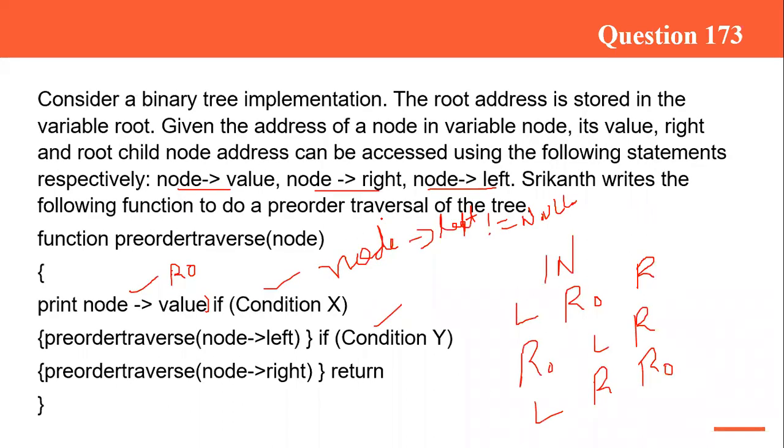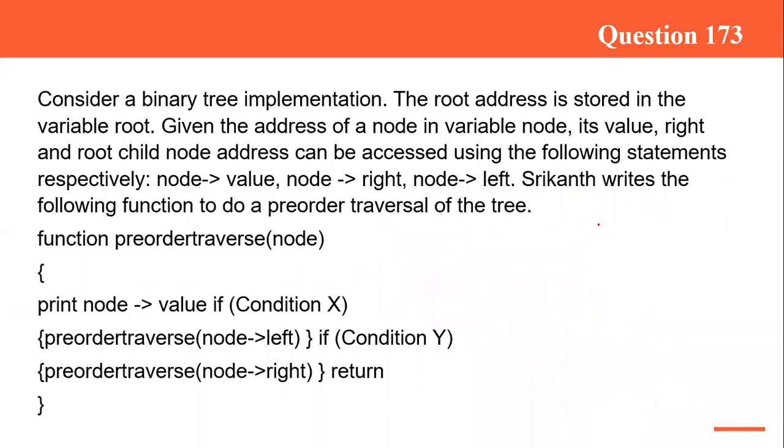Got it? First, we print the node value. That means I am printing the data of the root, assuming node is the root. Then I'll go towards the left only if it is not null. I'll go towards the right only if it is not null. If you want an explanation, it's a very simple thing.